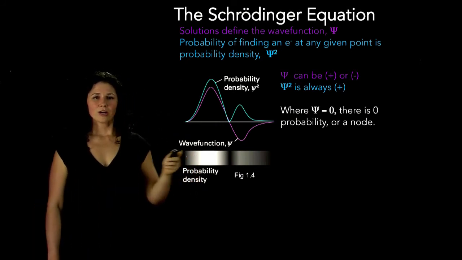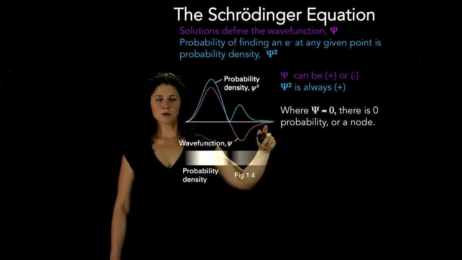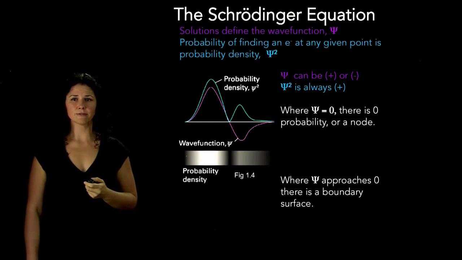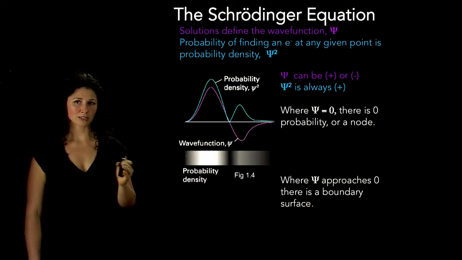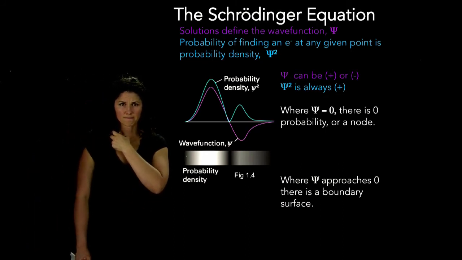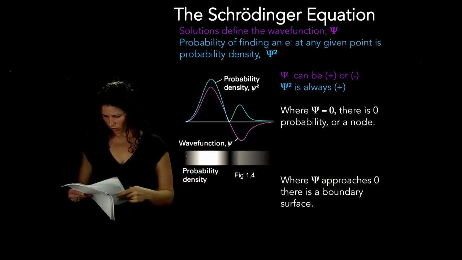So where the wave function is approaching 0, or where the probability density is approaching 0, this is where you're going to find a boundary surface. And so that's not a node, but it's basically where the orbital ends. So here it might be useful to talk a little bit more about nodes.